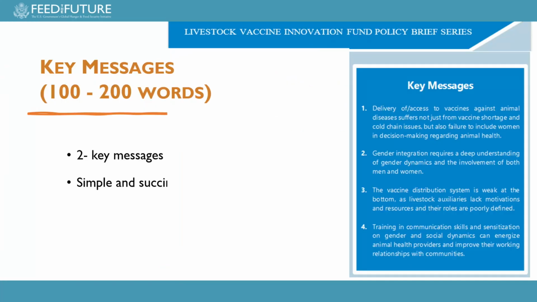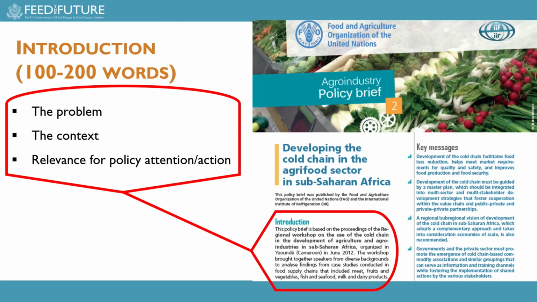Key messages are preferably presented in a numbered or bulleted format, as in the example given here. Think of 3 to 4 takeaways from your research or project. Keep the key messages as practical as possible. The introduction section, which can be also titled as background or rationale, introduces readers to the problem and context, justifying its relevance for policy attention or action.